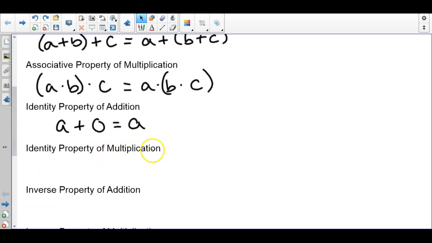Identity property of multiplication is the same idea, except what could we multiply by? So what could we multiply by so that we get the same answer? And that is 1. Anything times 1 is still the same.